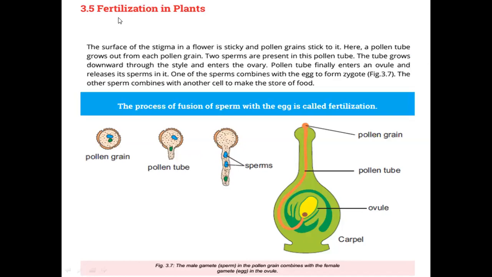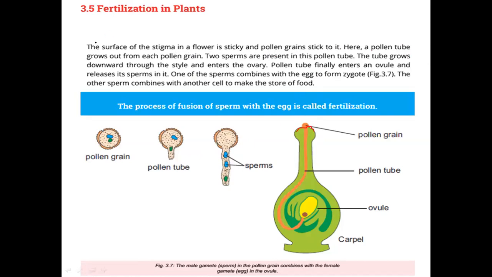Now we will see how fertilization is done. The surface of the stigma in a flower is sticky and pollen grains stick to it. If you see this one, the surface of the stigma is sticky. When the pollen grain comes over it, it sticks here. It is a sticky and rough surface.